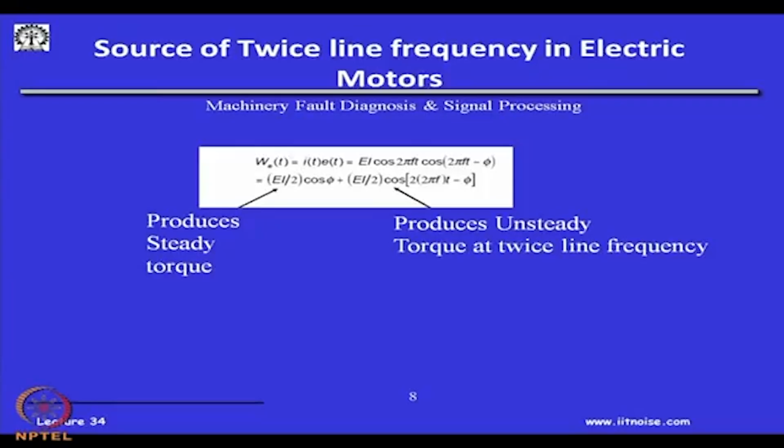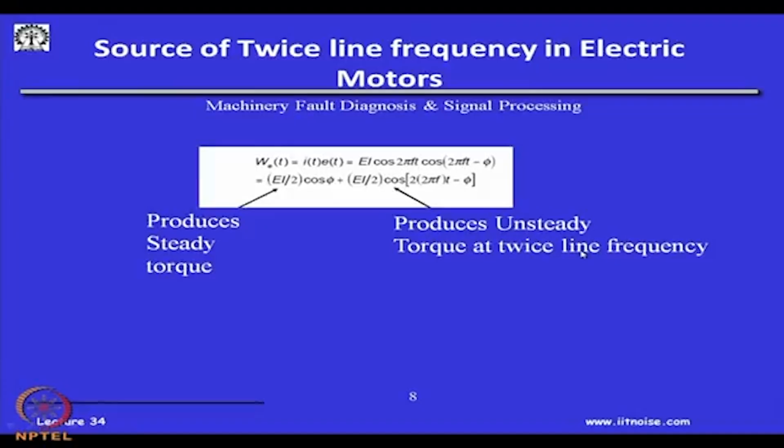Now, I was just mentioning what is the source of this twice line frequency in electrical motors. You will see if you multiply these two waveforms, power is nothing but current times the EMF. If I multiply this, the EI cosine 2 pi f t and cosine 2 pi f t minus phi, the phase between the current and the EMF, I will get this expression. One is the cosine phi plus cosine 2 omega t, where omega is 2 pi f. So, one produces the steady torque, which is responsible for the motor, and there is also an unsteady torque at twice the supply line frequency.